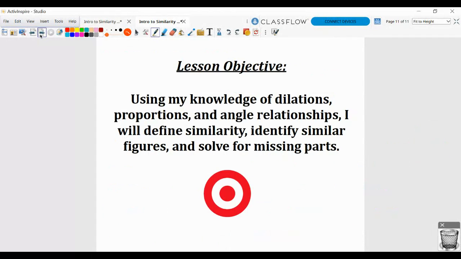We did a lot in this lesson, but we tied in what we know about dilations and proportions, as well as the background knowledge we have from this school year about angle relationships, to actually define similarity, right? Two figures are similar if corresponding angles are congruent and corresponding sides are proportional, and there is no symbol for proportional. We identified some similar figures, and we talked a little bit about solving for missing parts.